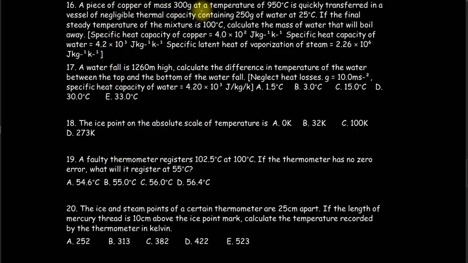So copper of mass 300 grams at temperature 950 degrees Celsius is quickly transferred to a vessel of negligible thermal capacity containing 250 grams of water at 25 degrees Celsius. So copper is at a higher temperature. Definitely it's going to lose heat to the 25 degrees water. So copper is definitely losing heat. Water is gaining heat, right? Calculate the mass of water that will boil away. So we already know what's losing heat and what's gaining heat.